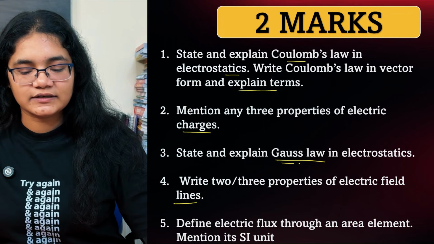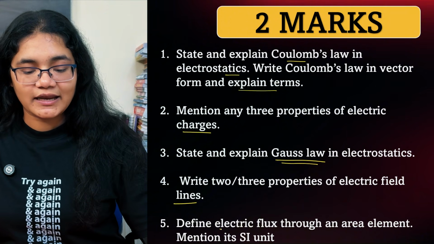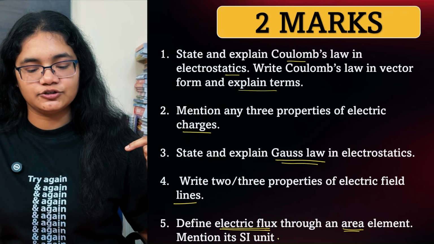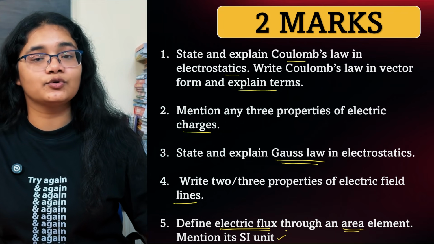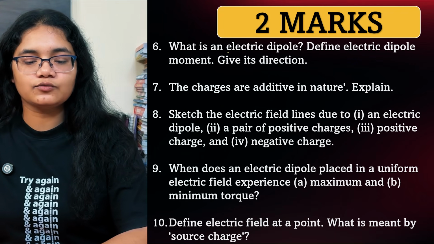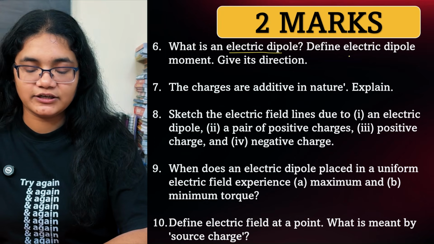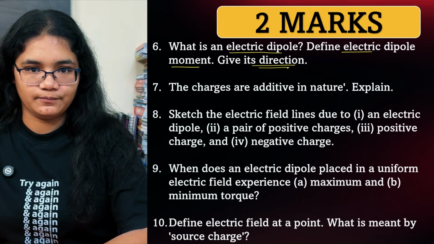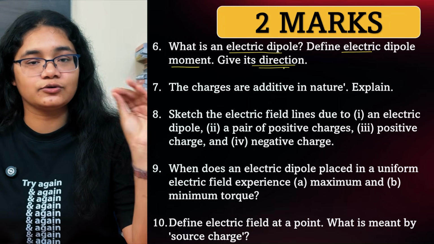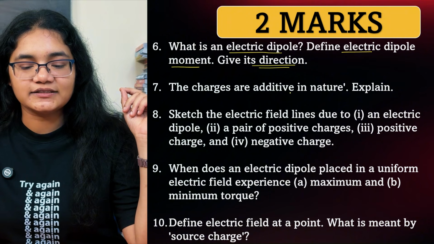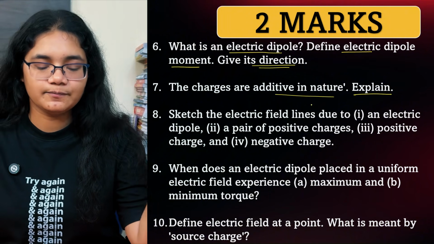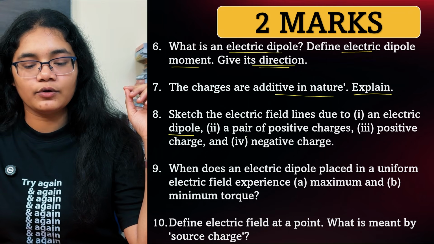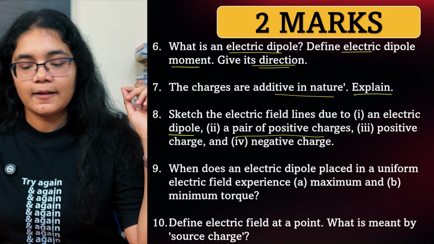Next, here Gauss law statement is very important. Okay, define electric flux, its definition through an area element, and mention its SI unit. This question is also very important. Next, what is an electric dipole? Its definition, the electric dipole moment and its direction. Okay, since it is a vector quantity, its direction also you need to explain. Next, the charges are additive in nature. Explain this.